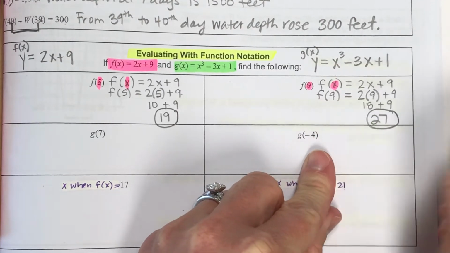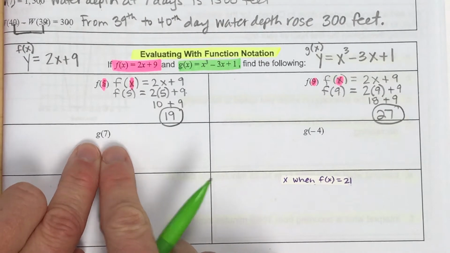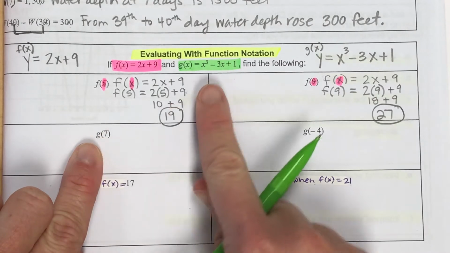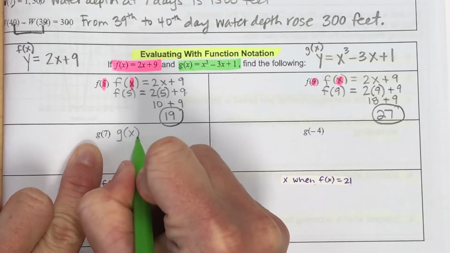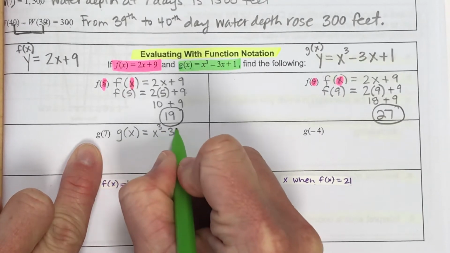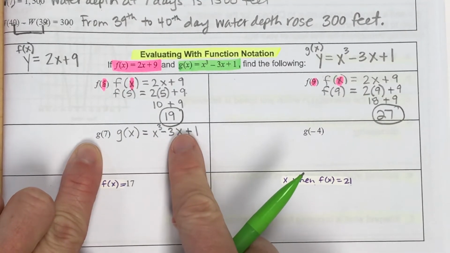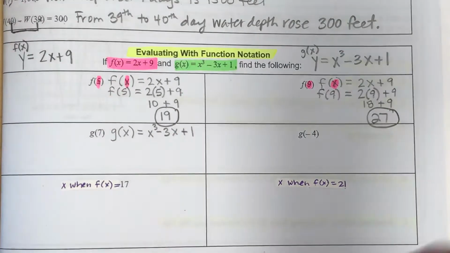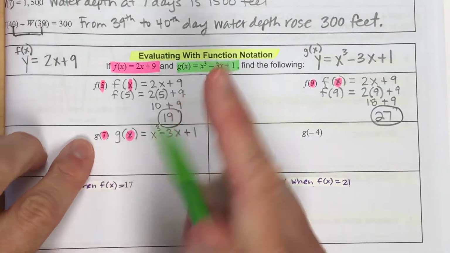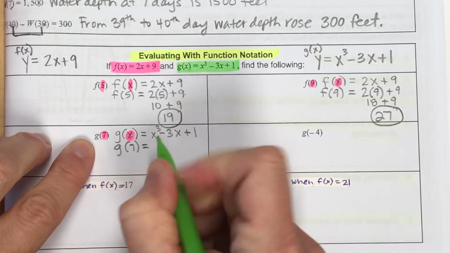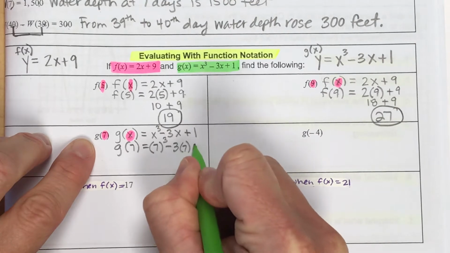Now look at here, we're evaluating for x, but notice how they tell you that we're going to use the other function because the other function has the name of g. So if my g function is x cubed minus 3x plus 1, now I know I'm substituting for x, but with the other function. So in place of my x, in every x you see of the function, we're going to substitute in the number 7. So I'm going to take 7 to the 3rd power, subtract 3 times 7, and then add 1.